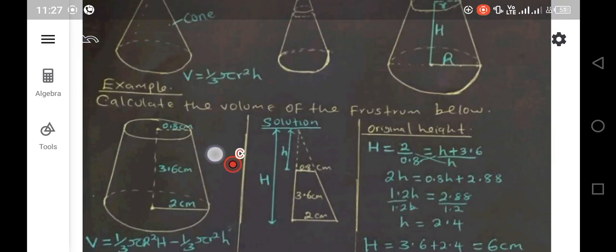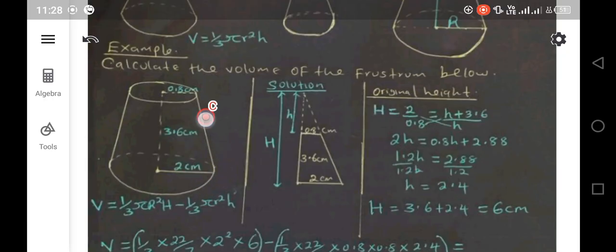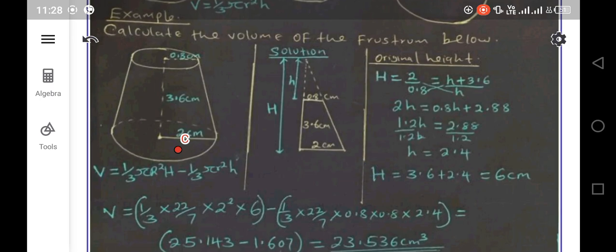Calculate the volume of the frustum below. For the given frustum, we have this particular circle, and we also have another circle here. So we have the slant height, and then we have this particular height. Now, how do we calculate the volume of the frustum? Think with me.